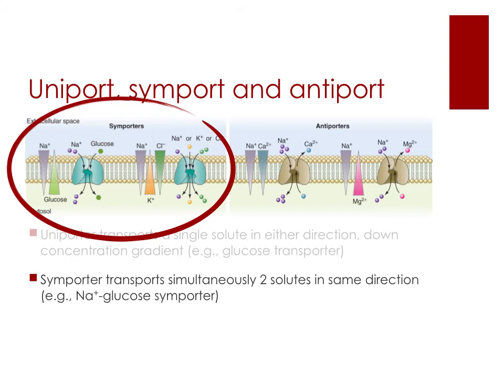For example, here, sodium, potassium, and chloride ions that can be moved all in the same direction. Two of them can be in the direction of their concentration gradient, and one can be against. In this case, you will use the kinetic energy of one or two of the solutes to move the other one against its concentration gradient.